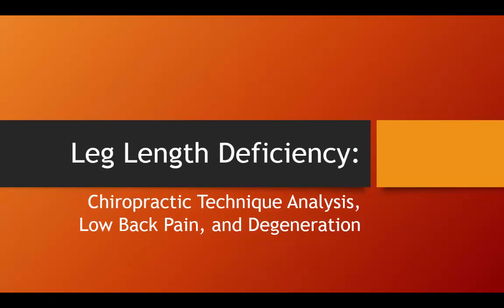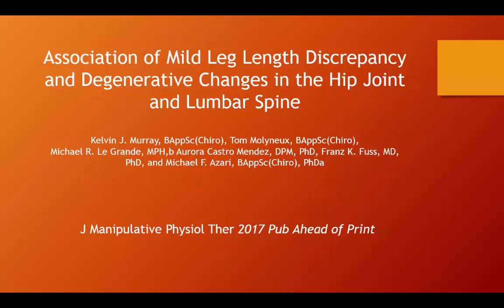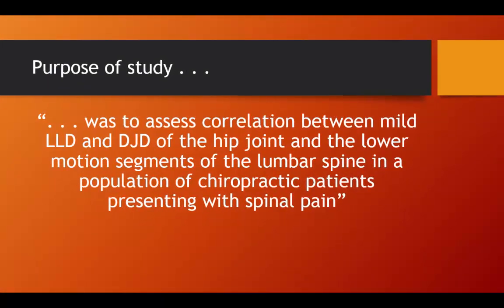to leg length analysis. The title of the publication is Association of Mild Leg Length Discrepancy and Degenerative Changes in the Hip Joint and Lumbar Spine, published in JMPT in 2017. The purpose of the study was, quote, "to assess correlation between mild leg length deficiency and DJD of the hip joint and the lower motion segments of the lumbar spine in a population of chiropractic patients presenting with spinal pain," unquote.